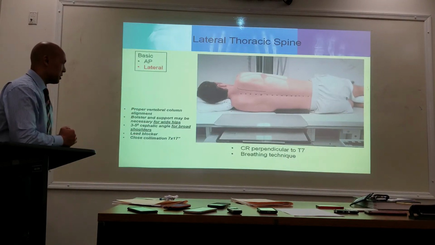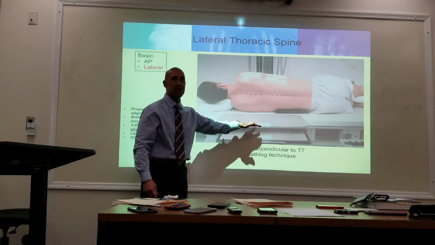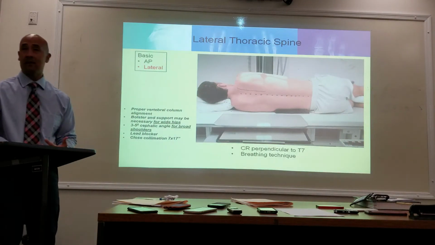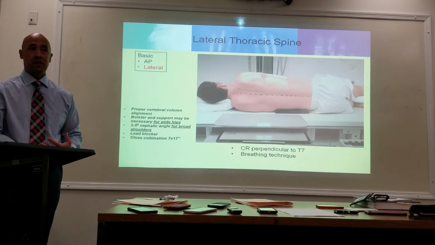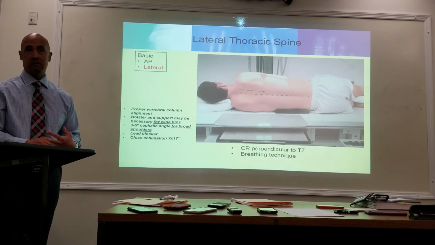Now, something else to take into consideration is to put one of those lead strips behind the back, because this is going to produce a lot of scatter radiation. And what does scatter radiation do to your radiographic image? Obscures detail. How does it obscure detail? It creates fog.